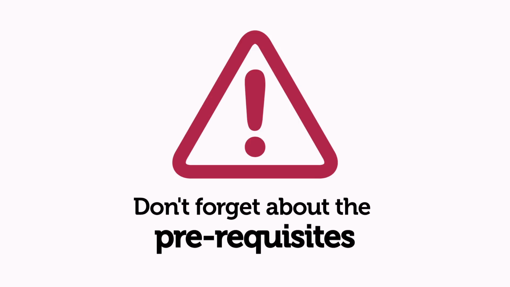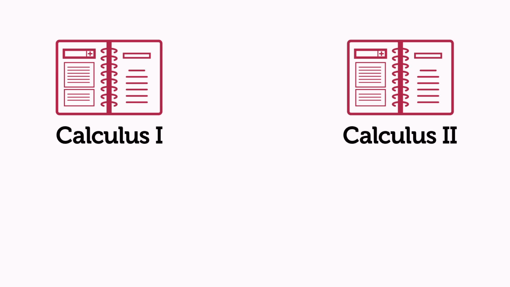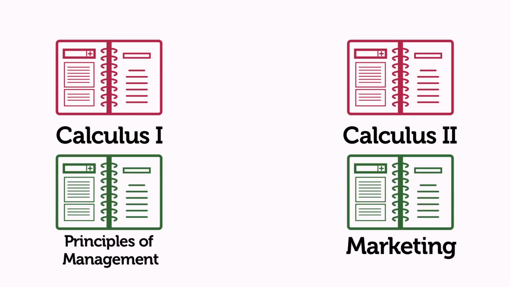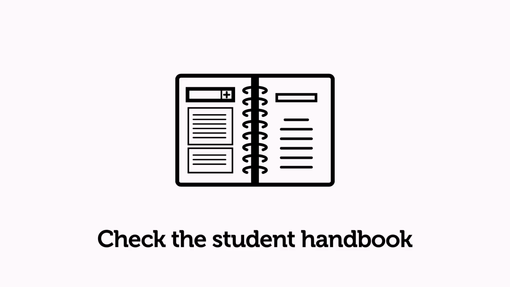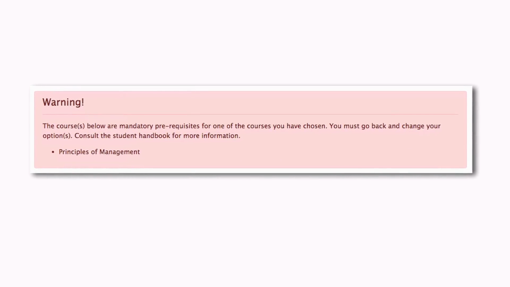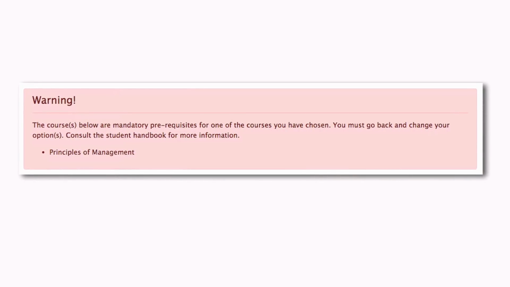Another thing, don't forget about the issue of prerequisites, which I mentioned earlier. For example, you've got to take Calculus 1 before you can take Calculus 2. And before you can take marketing, for example, you must take Principles of Management. Things like that. The table of prerequisites is in the student handbook. Check that table before trying to enroll. If you choose a course that has a prerequisite that you have not taken yet, the system will stop you when you try to finish and say no, and give you an error message like this.